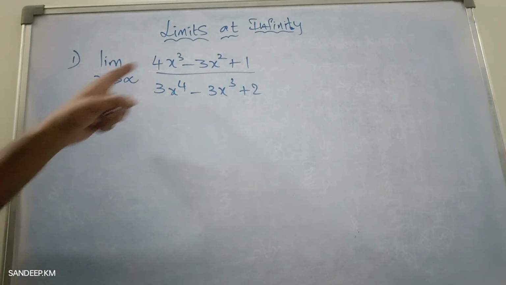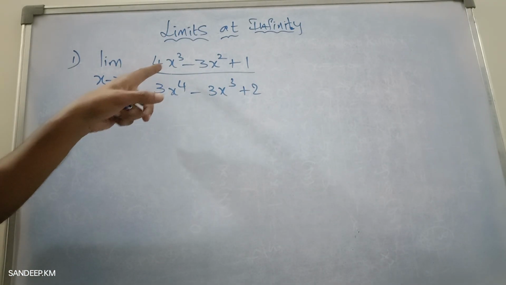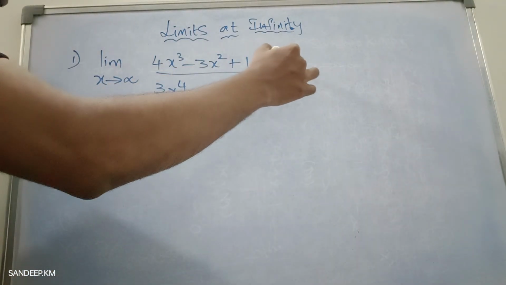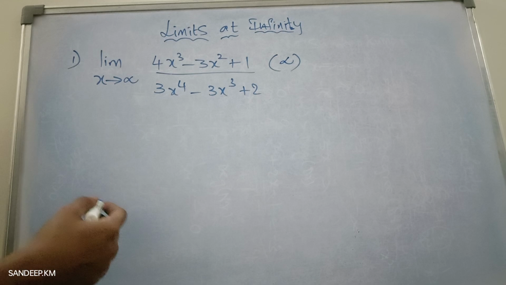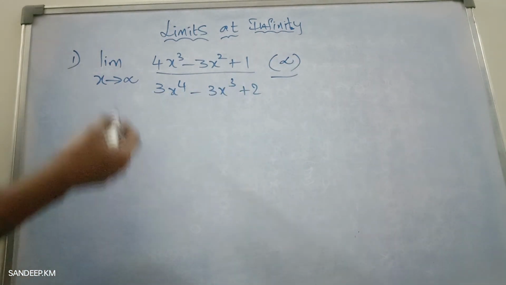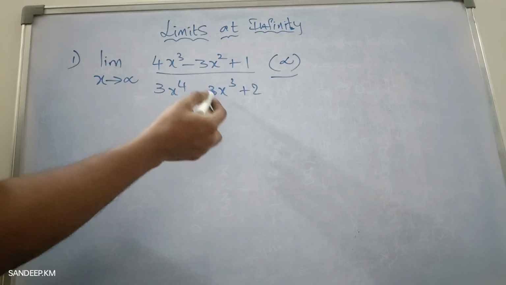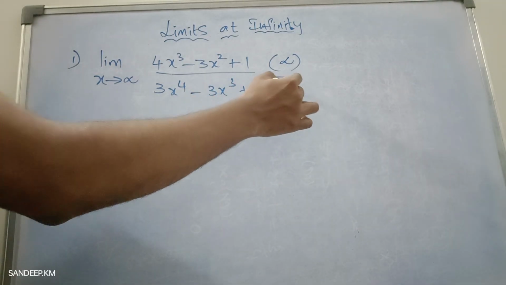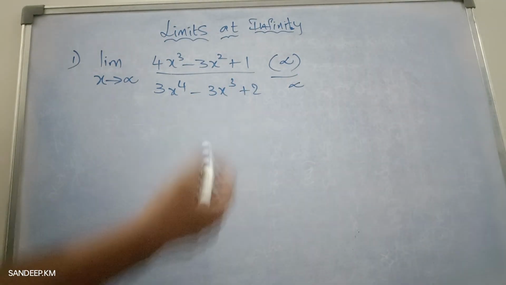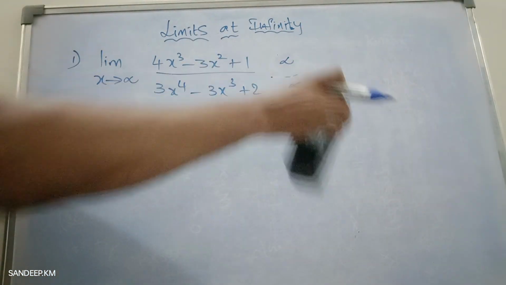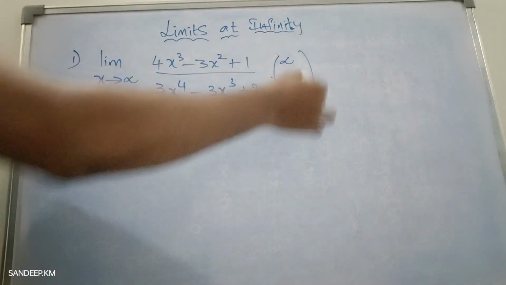Basically, when you directly substitute x as infinity, what do we get? 4 into infinity cube minus 3 into infinity square plus 1. The numerator is approaching infinity. And similarly, when you substitute x as infinity in the denominator, 3 into infinity power 4 minus 3 into infinity cube plus 2, the denominator also approaches infinity itself. So this particular question is in which indeterminate form? It is in the form of infinity by infinity.